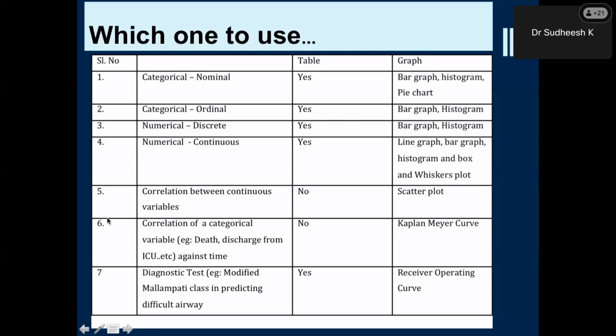For correlation between two continuous variables, you preferably use a scatter plot. You don't go for a table. For categorical outcomes, such as death and discharge from the ICU, against time, you can go for a KM curve, or Kaplan-Meier curve. Likewise, for a diagnostic test, you use the ROC curve. For example, for the Mallampati test or ultrasound test, you can use a ROC curve to generate the sensitivity, specificity, and also the point of positive and negative.